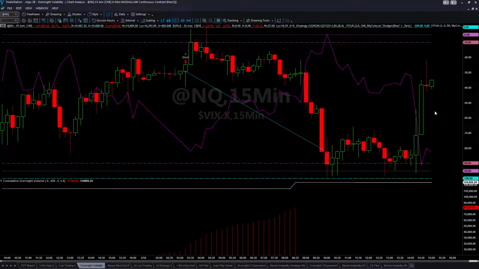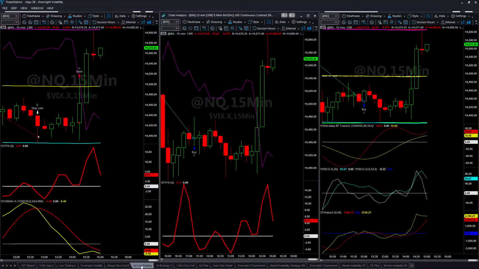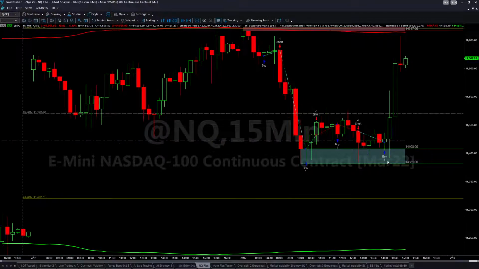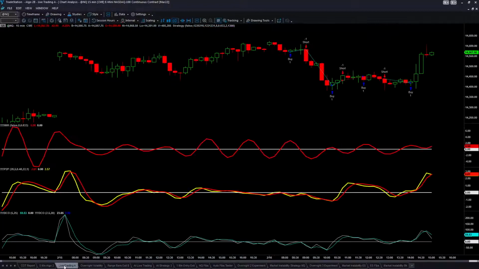So this is still long. This is still long, and it is above the 0 line. I took profits. That was it. And that is still long. And the Fibonacci's are still long, and it's telling me that it's going to be trending. Look at that. So not bad.